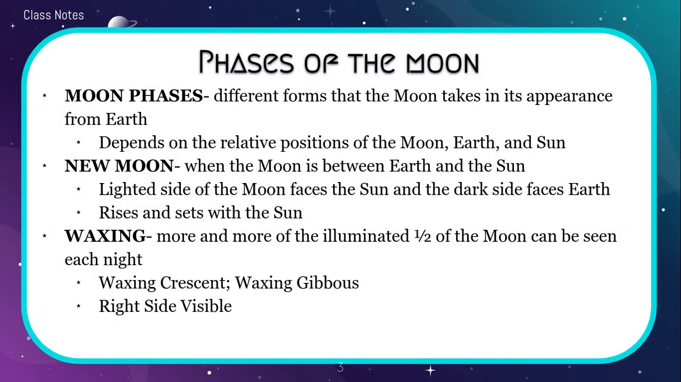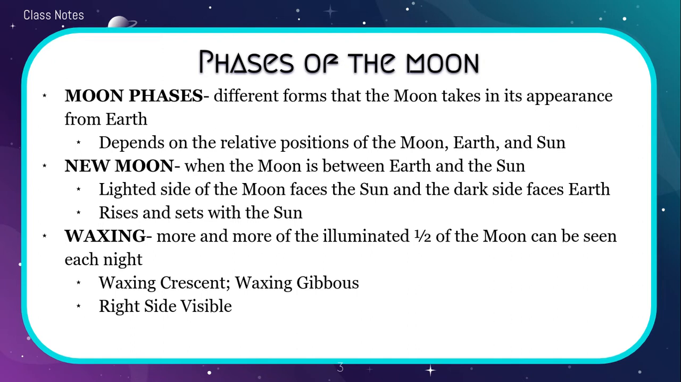Let's get into the phases of the moon. The phases of the moon are different forms the moon takes in its appearance on Earth, and it depends on the position of the sun, the Earth, and the moon. A new moon is when we look up in the sky and we actually don't see any moon at all, really. It rises and sets with the sun, and the sun is lighting up the dark side of the moon. So the moon is in between the Earth and the sun, and we can't see any of that light emitted. So we don't really see the moon in the sky.